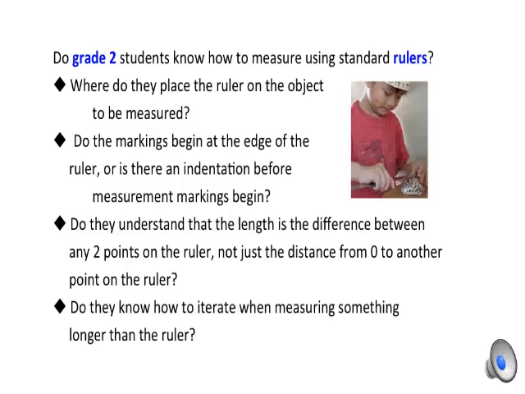We ask, do students understand that length is the difference between any 2 points on a ruler? That length is not just the distance from 0 to another point on the ruler, but that they can measure between any 2 points on the ruler. Do students know how to iterate when measuring something longer than the ruler? Do they know that they need to mark where the markings end on the ruler, and then move the ruler so that the 0 point on the ruler lines up to the place they marked, with no gaps and no overlaps between the mark where the ruler ended and where the markings begin.